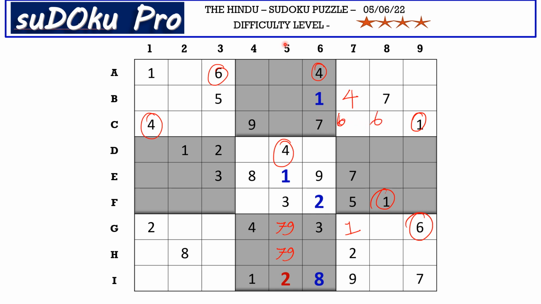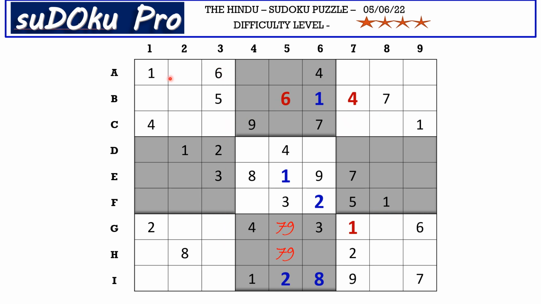In column 5, there are only 3 empty cells and the missing numbers are 5, 6 and 8. This 6 here in A row blocks here and this 6 blocks here in C5. So B5 takes 6. Now in column 5, there are only 2 empty cells and the missing numbers are 5 and 8. But we do not have any clues of 5 and 8. Okay, so let's move to column 3.